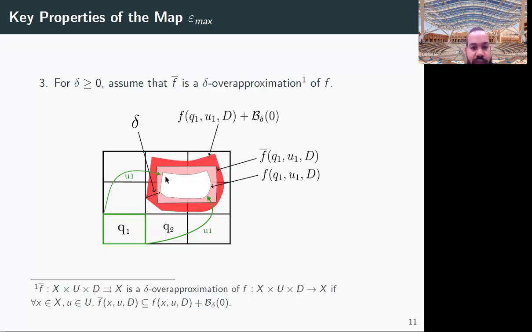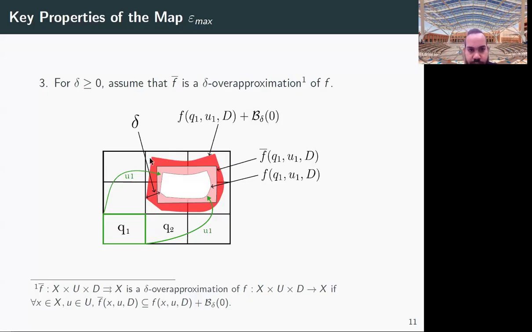And then we have the white region plus the red region, which is the exact reachable set of Q1, U1, and D plus the ball of radius delta. So this f bar is a delta over-approximation of f, because f bar is included in f plus the ball of radius delta. This is the definition of a delta over-approximation. It is defined here mathematically that f bar should be contained in the exact reachable set plus the ball of radius delta.